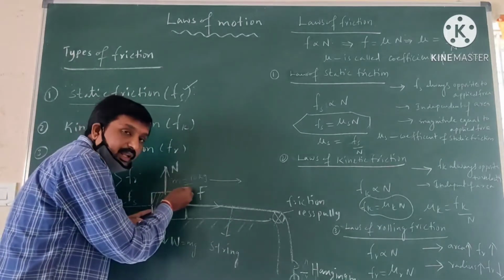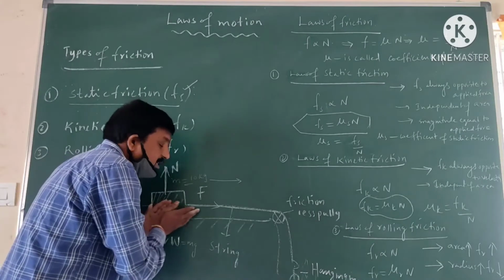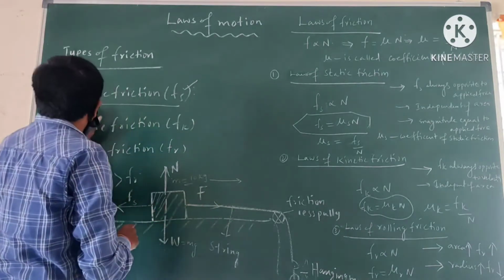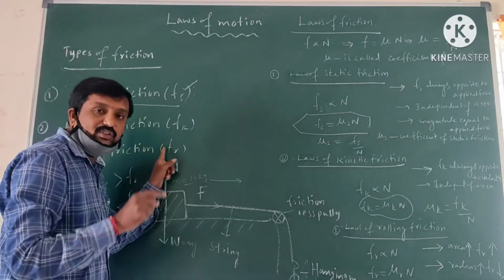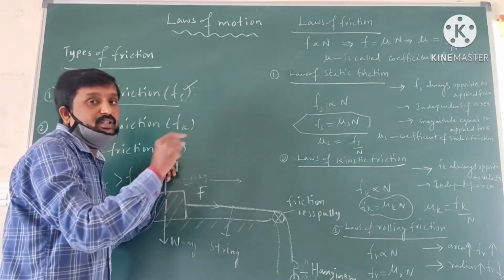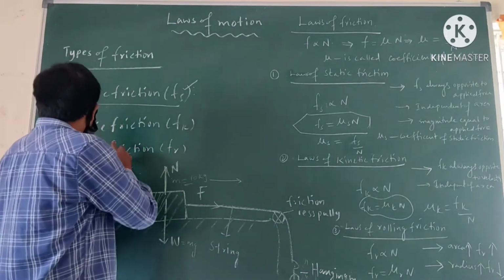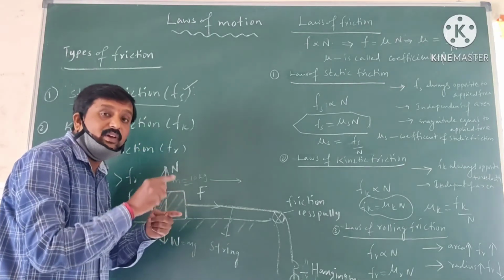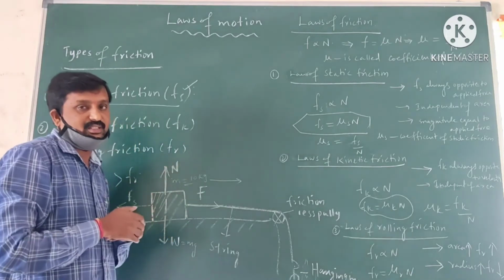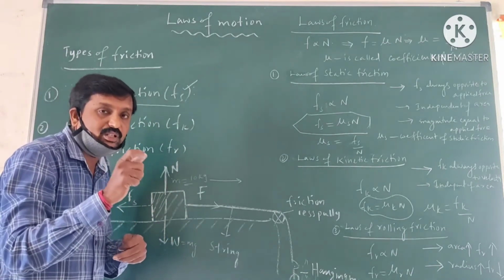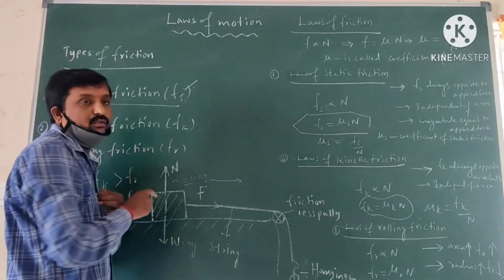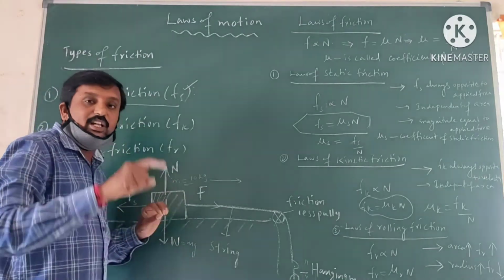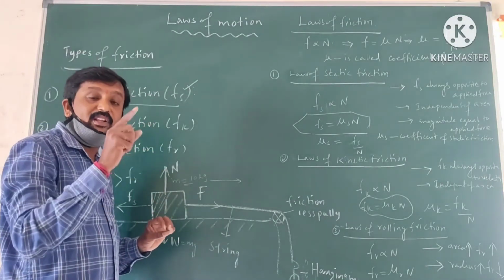When the external force we give is more compared to the weight of the body, the body can move on the surface. At that time, the friction is called kinetic friction. Kinetic friction is also called dynamic friction or sliding friction. The frictional force developed between two bodies when the bodies are moving on the surface is called kinetic frictional force.